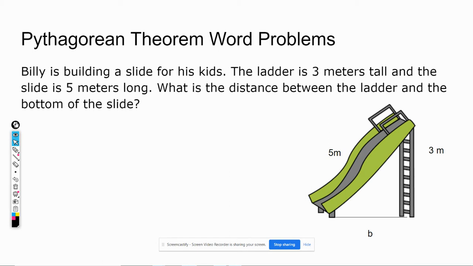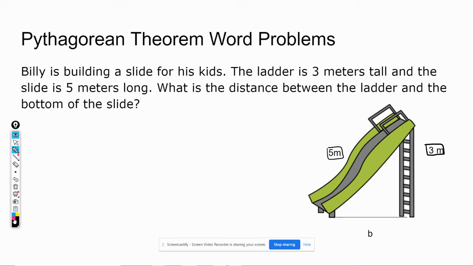So here's a word problem. It says Billy's building a slide for his kids. The ladder is 3 meters tall. Well, you can see that they've marked the tall ladder of that slide as 3 meters, and the slide is 5 meters long. So this side of it is 5 meters, and they've marked that right here for us on our picture. What's the distance between the ladder and the bottom of the slide?